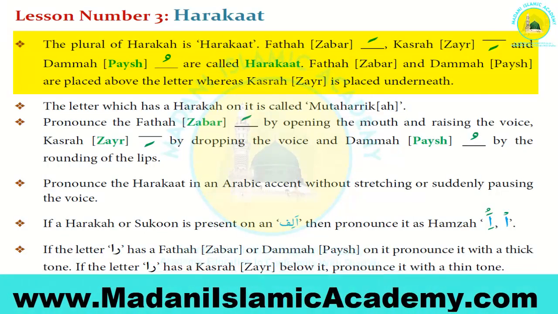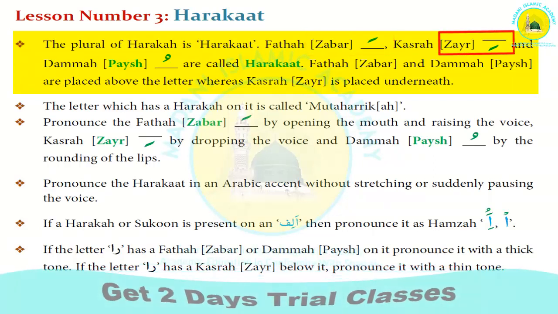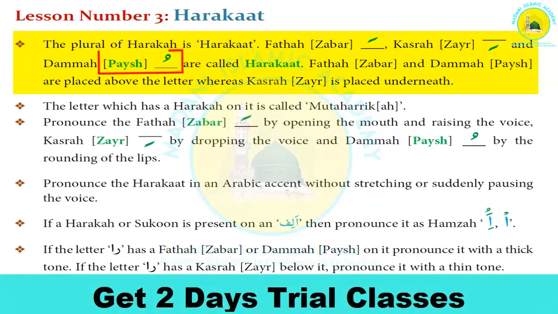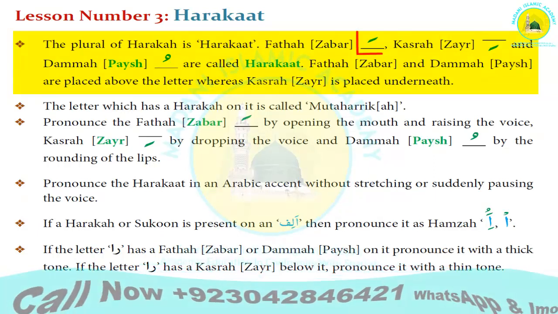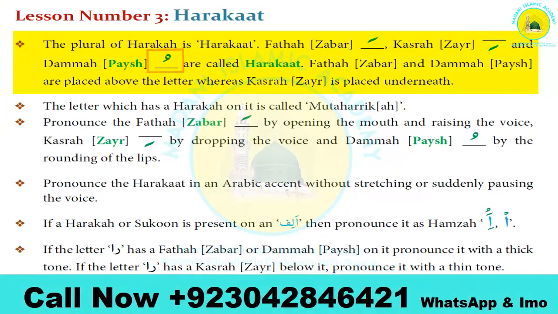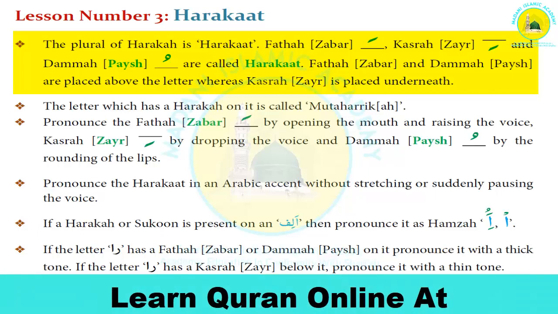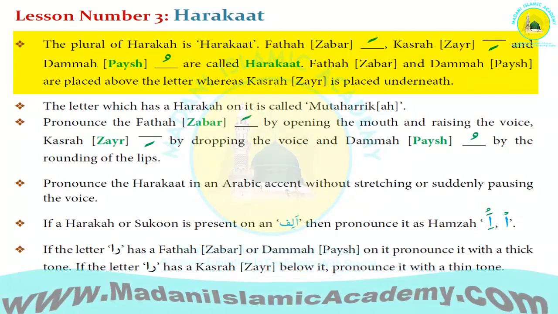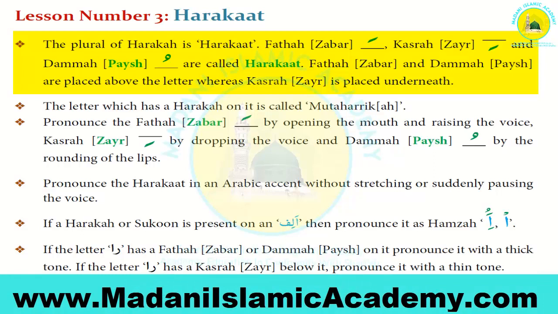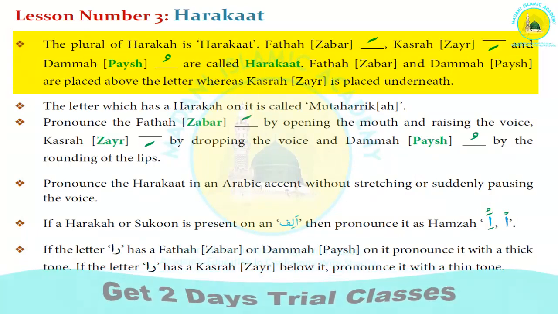Now, the other thing is that zabar is on top of the letter, zair is at the bottom of the letter, and pesh is at the top of the letter with the symbol that you can see. Okay, zabar, zair, pesh are called harakat. Now, they are also given some names as well. These are the Arabic names. Zabar is known as fatha, zair is known as kasra, and pesh is also known as dhamma. Fatha and dhamma, yani zabar and pesh, are placed above the letter, whereas kasra, zair, is placed underneath the letter.